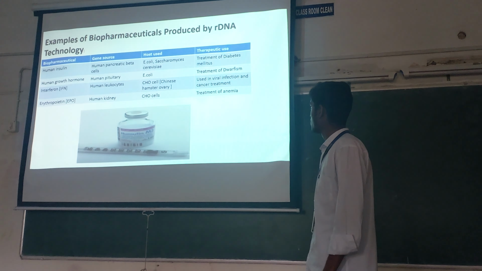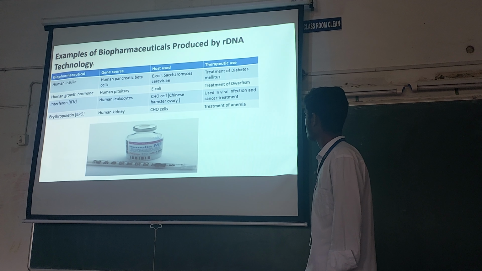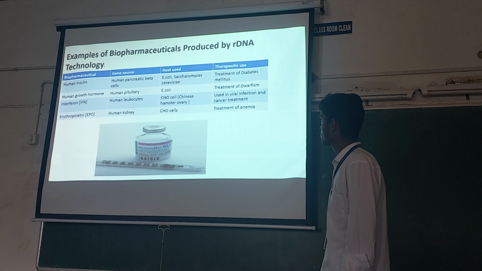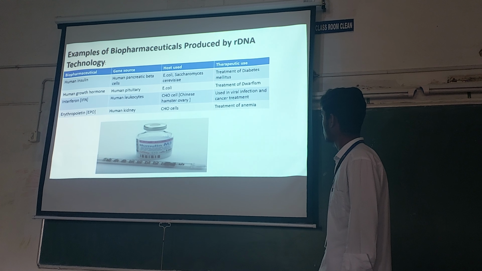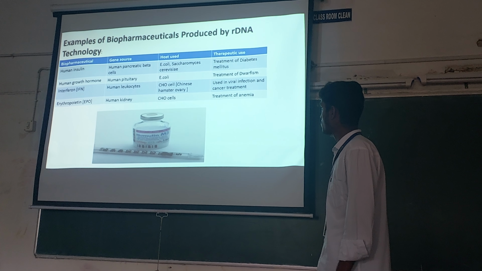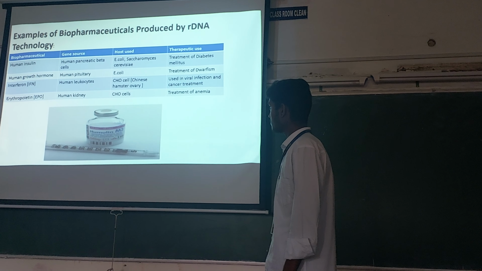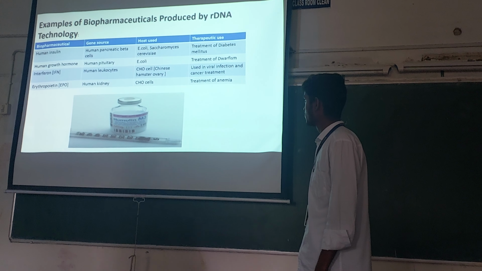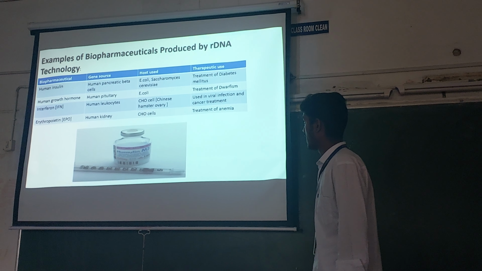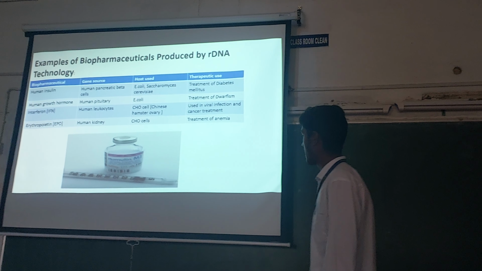Examples of biopharmaceuticals produced by recombinant DNA technology. Human insulin: gene source, human pancreatic beta cells; host, E. coli or Saccharomyces cerevisiae; therapeutic use, treatment of diabetes mellitus. Human growth hormone: gene source, human pituitary; host, E. coli; therapeutic use, treatment of dwarfism. Interferon: gene source, leukocytes; host, CHO cells, Chinese hamster ovary; therapeutic use, viral infection and cancer treatments. Erythropoietin: gene source, human kidney; host, CHO cells; therapeutic use, treatment of anemia.